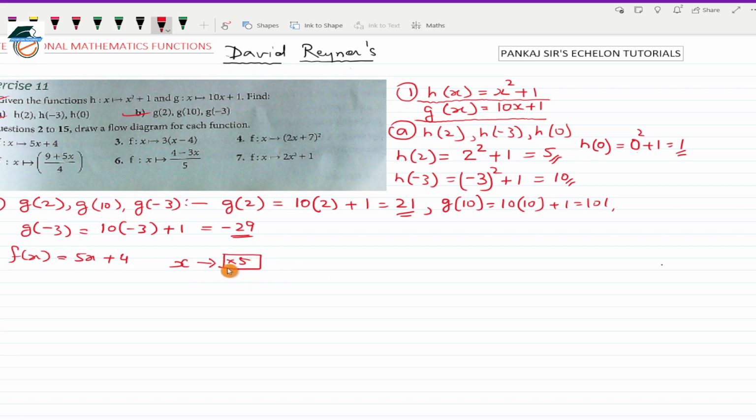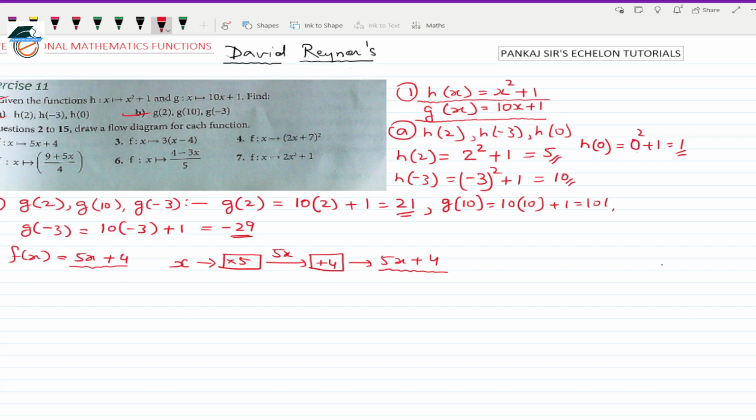Okay. So when it gets multiplied by 5, you will get 5x. This will then go into another function factory, and 4 will be added to it. So we write here plus 4. This will give you 5x plus 4. Now this is how you have to draw a flow chart for a function that is formed. So this is the function 5x plus 4. This is the function, and this is the flow chart.